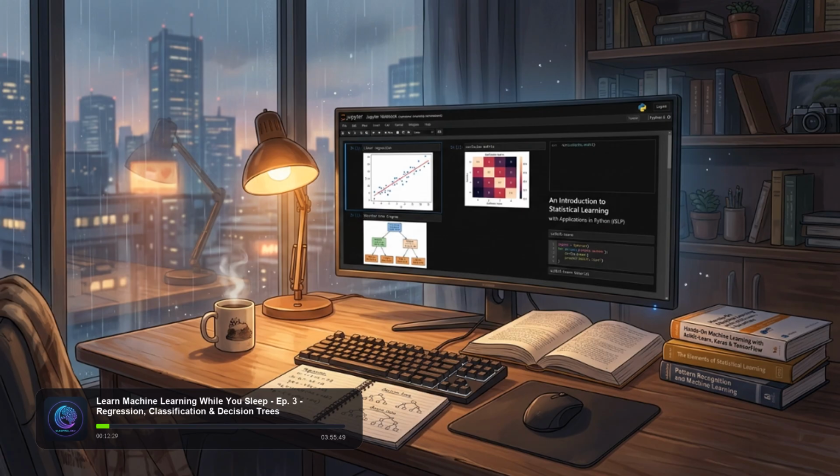Using vector calculus, the residual sum of squares can be rewritten in matrix form as the transpose of the difference vector y minus X beta multiplied by y minus X beta. Expanding this matrix expression and setting the gradient vector with respect to beta to 0 yields the celebrated normal equation.